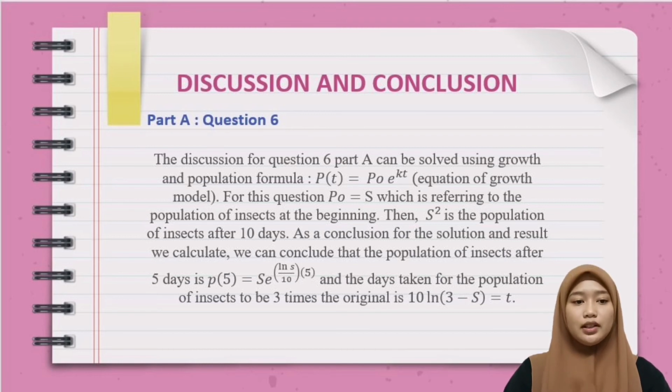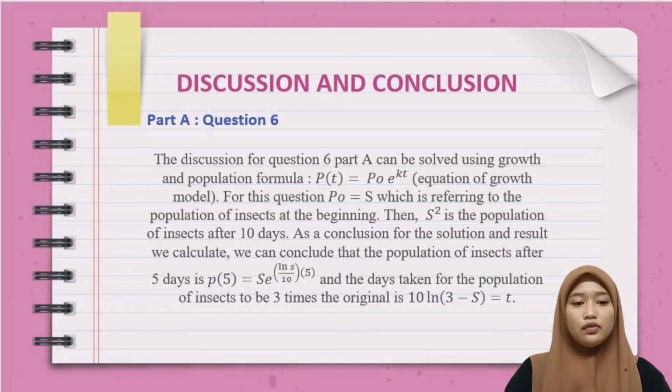Today I will present about discussion and conclusion. Part A, question 6. The discussion for question 6, part A, can be solved using growth and population formula, Pt equal to P0 exponent KT, the equation of growth model. For this question, P0 equal to S, which is referring to the population of insect at the beginning. Then, 2S is the population of insect after 10th day.